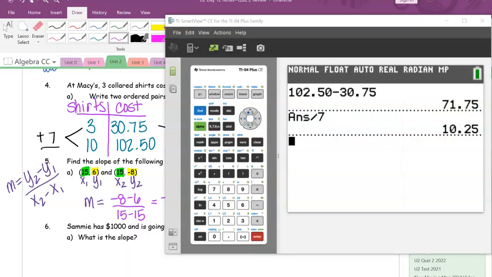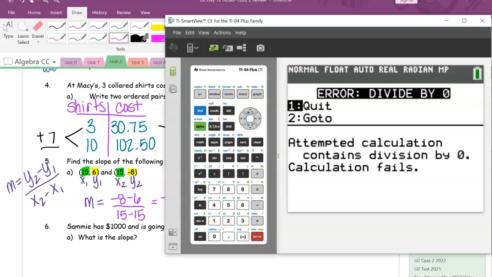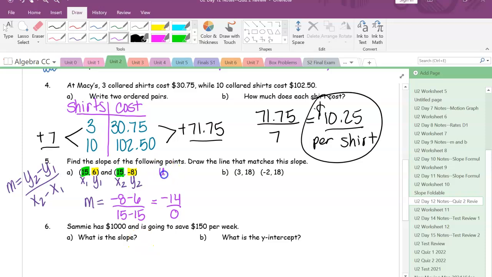And if you don't remember, literally just type it in. Watch what happens. I'm going to get an error. That means that this is an undefined slope. We do want to write undefined. And then what type of line has an undefined slope? It is vertical.